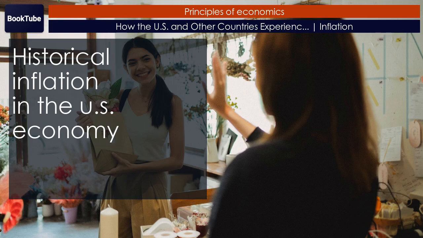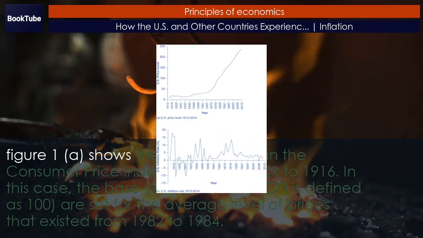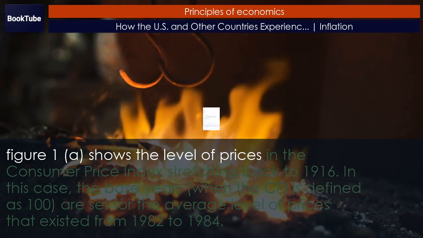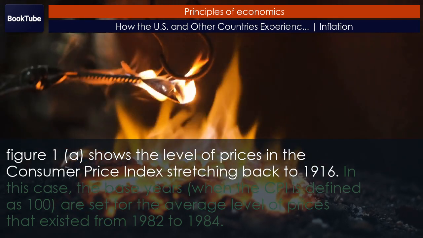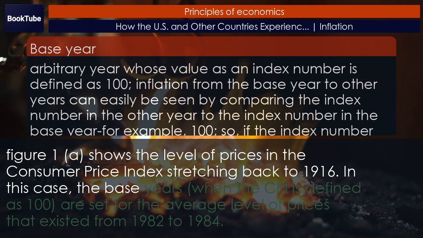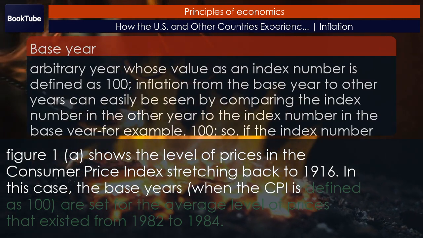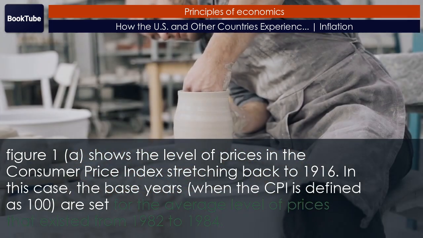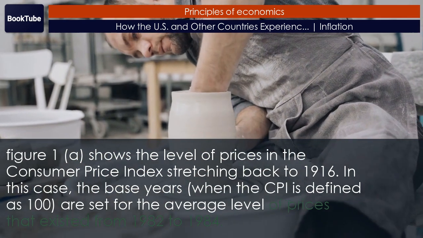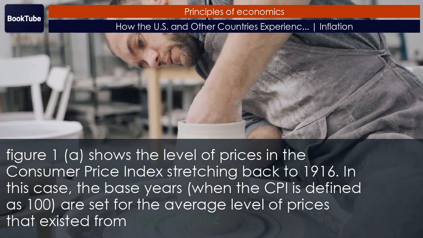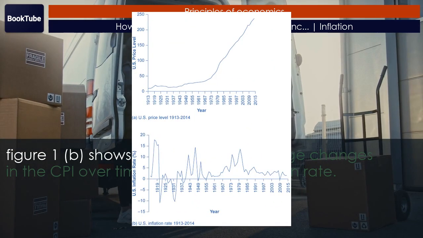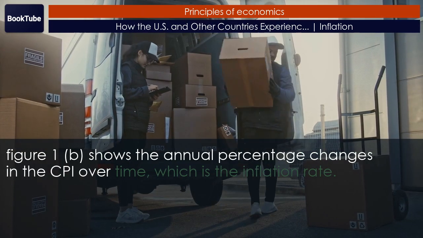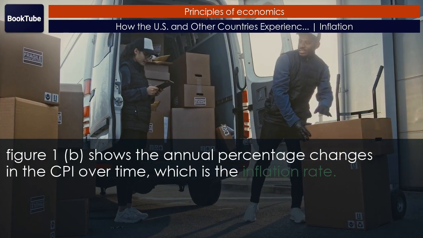Historical inflation in the U.S. economy. Figure 1a shows the level of prices in the Consumer Price Index stretching back to 1916. In this case, the base years, when the CPI is defined as 100, are set for the average level of prices that existed from 1982 to 1984. Figure 1b shows the annual percentage changes in the CPI over time, which is the inflation rate.